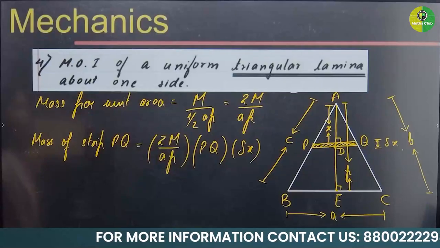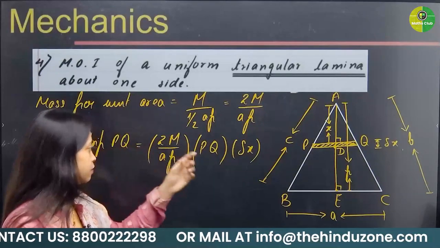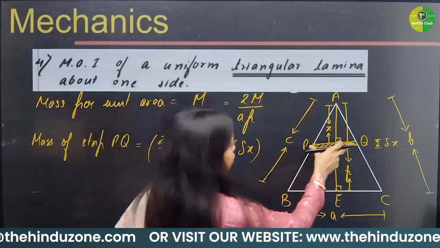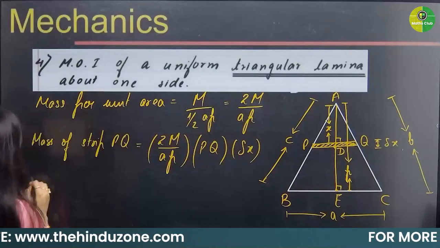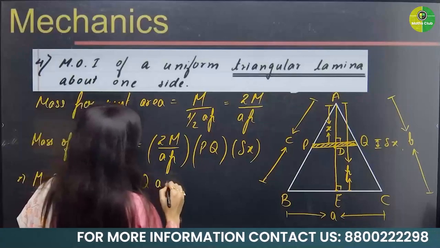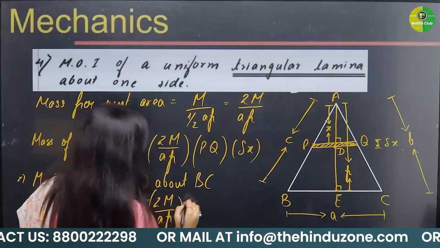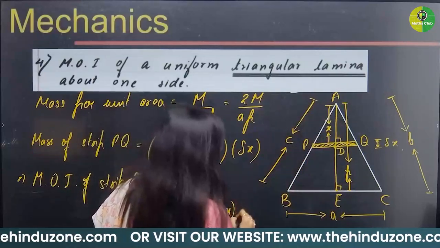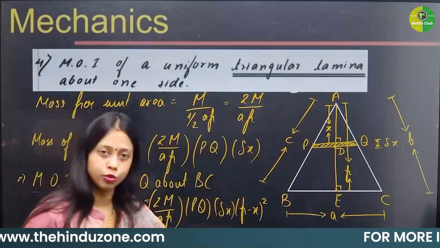Obviously this PQ will create a problem here, because I cannot have PQ in the final answer. And distance is easy enough. Distance of that PQ from your BC, because BC is the line about which we are calculating the moment of inertia. It implies the moment of inertia of strip PQ about BC is mass times distance square. Distance total is P, this is X, so it is P minus X whole square. This is your moment of inertia.